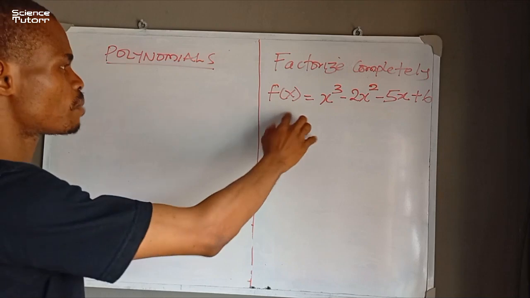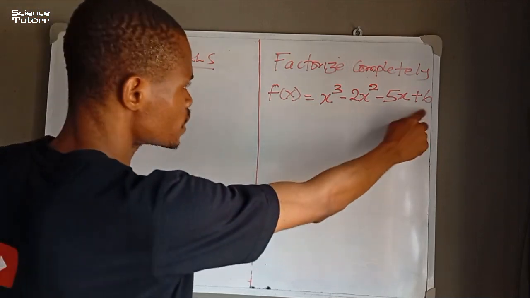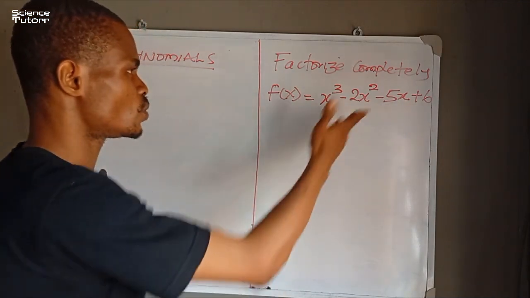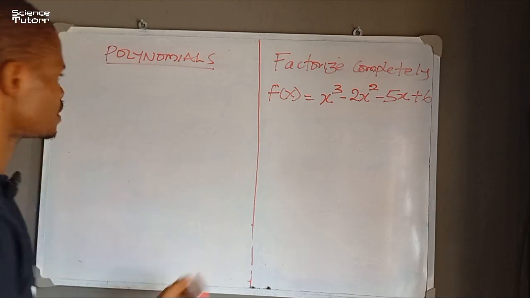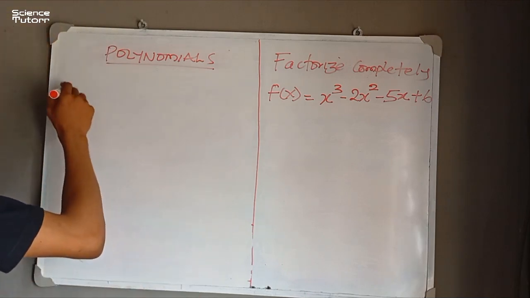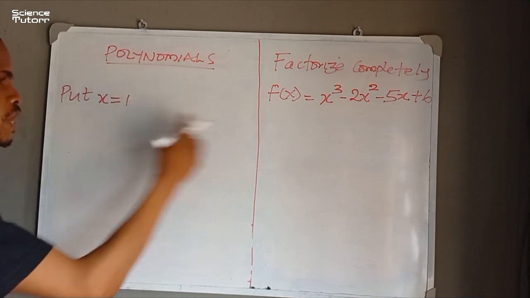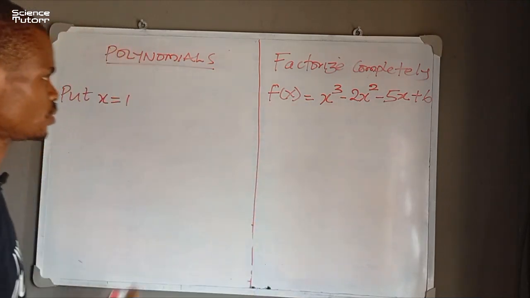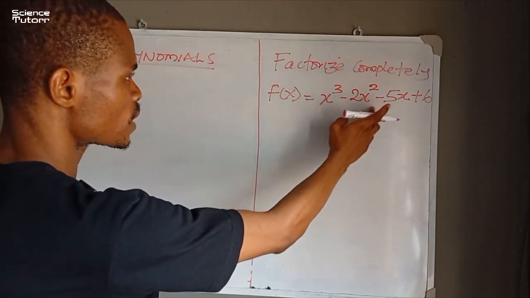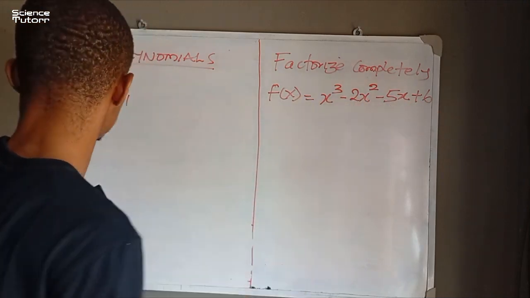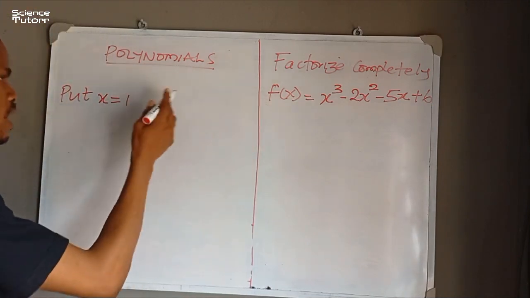Now we simply begin by thinking of a number such that when substituted into this equation, it's going to yield a 0. So we begin by guessing. Let's begin by putting x equals 1 into this equation. Remember, f of x could be y equals x cubed minus 2x squared minus 5x plus 6. So let's substitute x equals 1 into f of x.